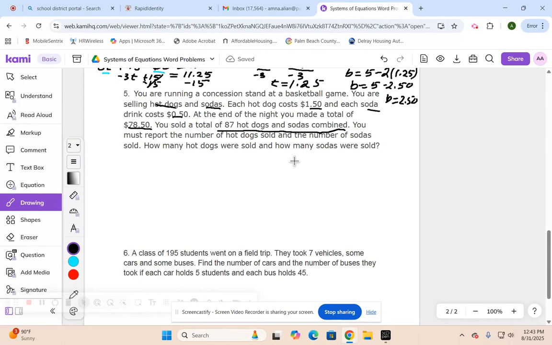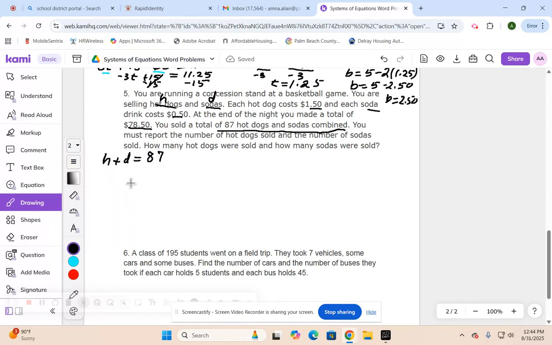All right, so it looks like we're going to be able to write two functions here, one representing the amount and one representing the cost. They sold hot dogs and sodas, so H for hot dogs, and I'm going to use D for drinks. So hot dogs plus drinks, the sodas, they sold a total of 87 combined.